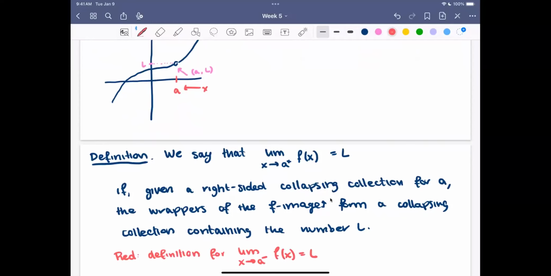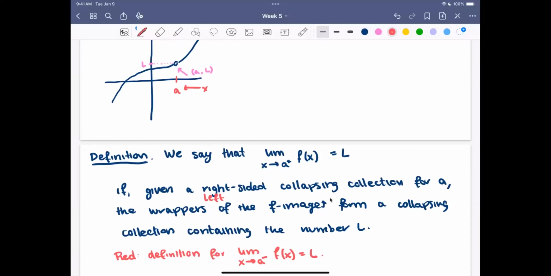So I'm just going to make adjustments to the original definition. So it'll be: if given a left-sided collapsing collection for a, the wrappers of the f images form a collapsing collection containing the number L. Okay, is this making sense? Hopefully this fits with your intuition with what we've done with collapsing collections so far and continuity. But let's do an example.